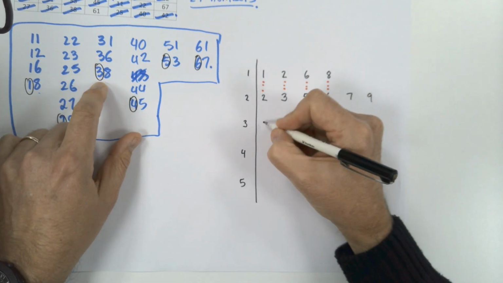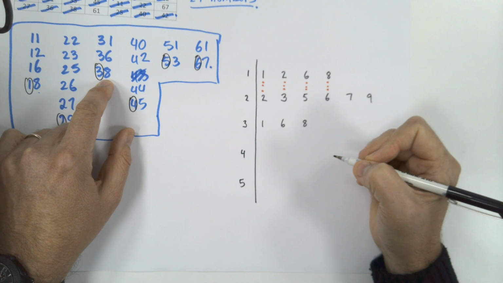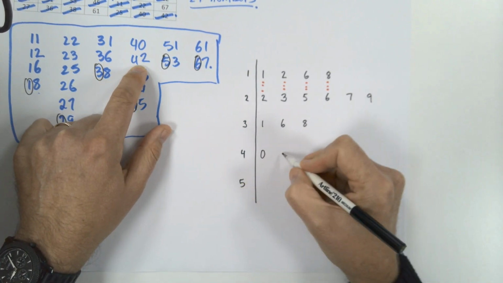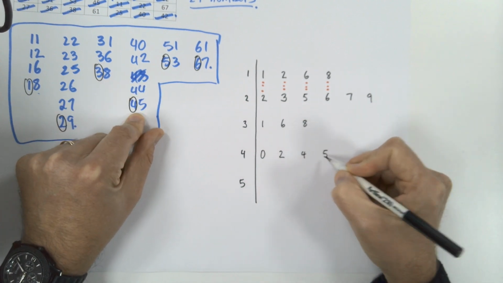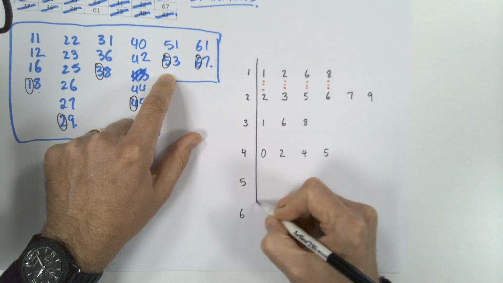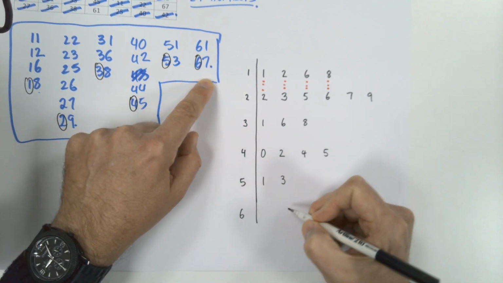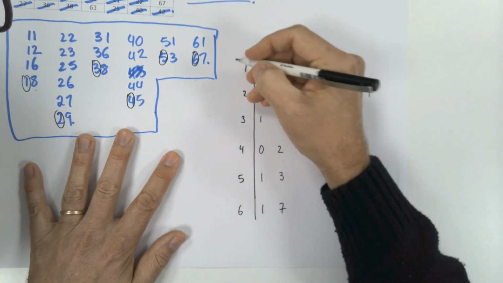Now let's do the 30s. I've got 1, 6, and 8. The 40s, I've got 0, 2, 4, 5, because that's 40, 42, 44, 45. Oops, I need the 60s down there. So 51 and 53, and then 61, 67. All right, that is a stem and leaf plot.